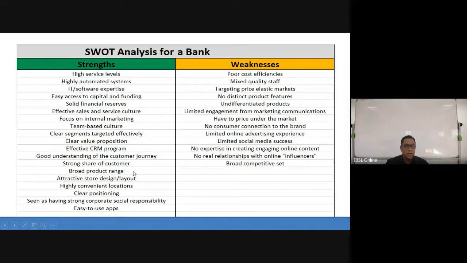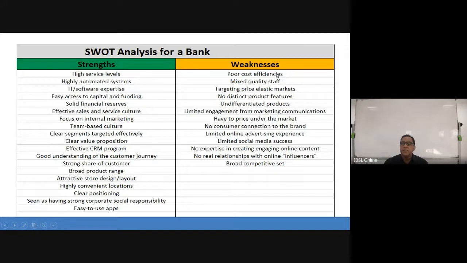You have a good product range, attractive branches, store designs and layout, highly convenient locations. Your branches are in good locations, easy to access. Clear positioning. As I said, you have a very clear value proposition and clear positioning of your products and services in the minds of the customers. Seen as having strong corporate and social responsibility. You are treated as a strong corporate citizen. Easy to use apps. Maybe your internet banking or digital banking app is user friendly. Those are the strengths, and there may be many more that you need to identify.